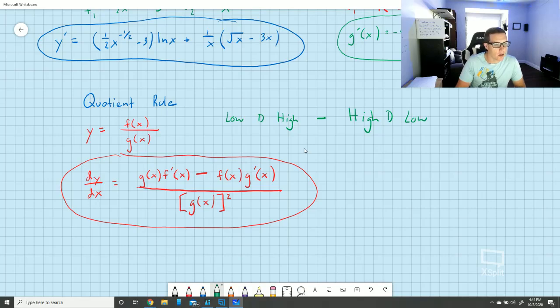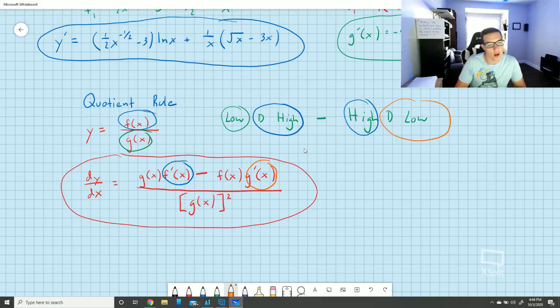Low d high minus high d low. What do I mean? The low one times the derivative of the high one, minus the high one times the derivative of the low one, and then all over the bottom squared. So all over low squared.